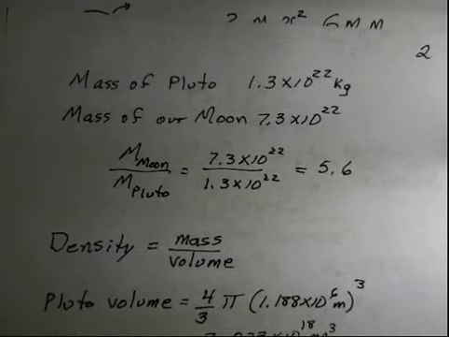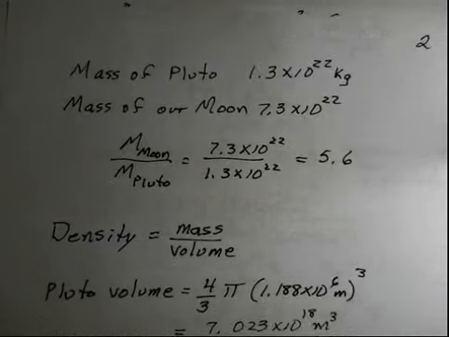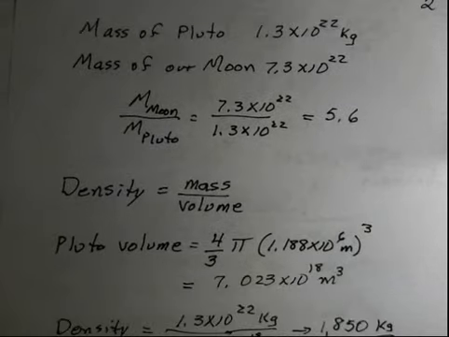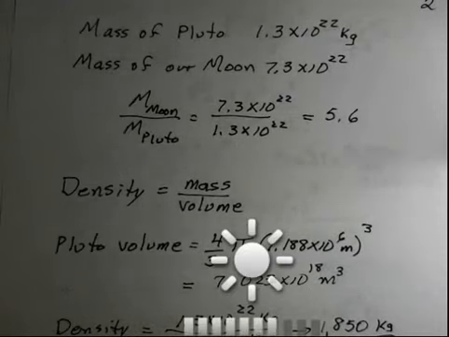Now, what about the density? Density is mass divided by volume. We just found the mass of Pluto. To find the volume of Pluto, we have to use 4/3 pi r cubed. And the value of r, the radius of Pluto, was given in that paragraph at the start of the video here. So 1.188 times 10 to the 6 meters.